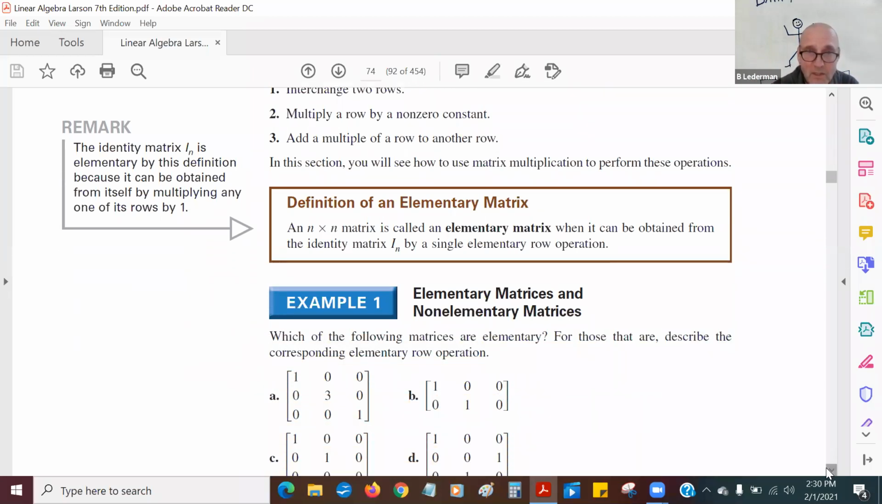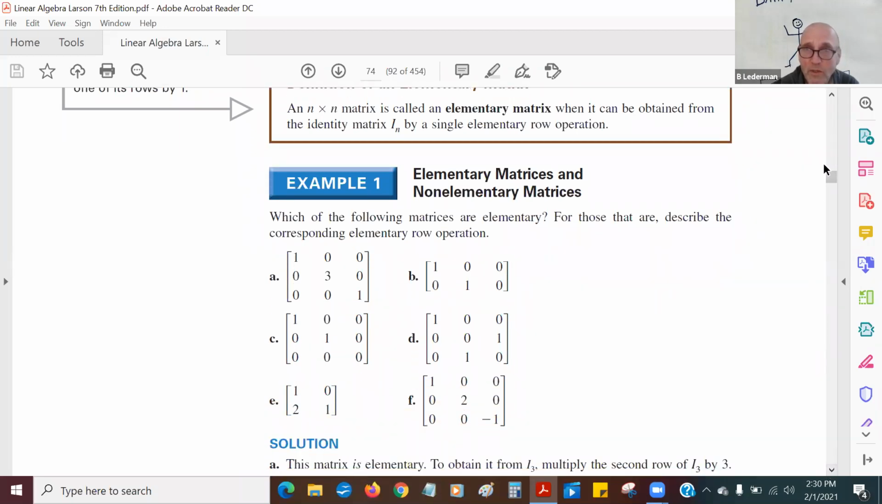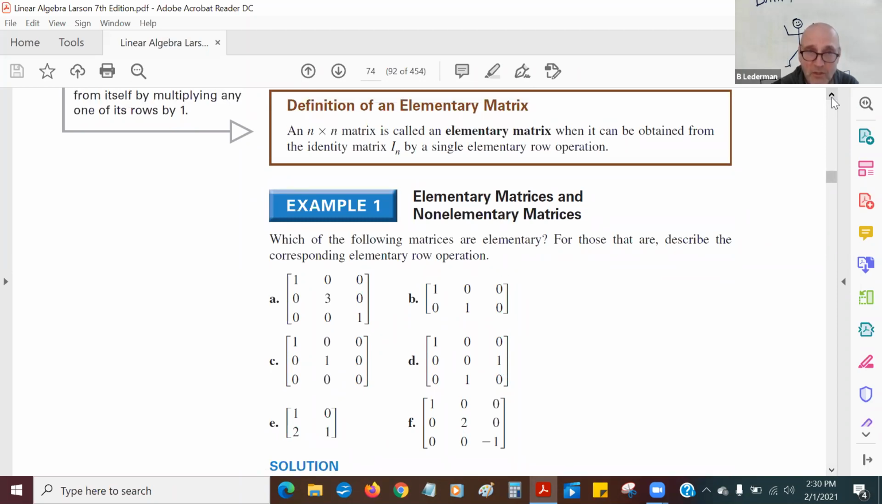And let's look at some examples here. So we want to know which of these are and which of these are not elementary matrices. Well, if you look at A, we see that what did I do? I multiplied the middle row by 3. So I did one operation. A is good. Now, B, I'm not even going to look at B, because the fact that it's not a square matrix means that there's no such thing as elementary matrices. Elementary matrices have to be square matrices.